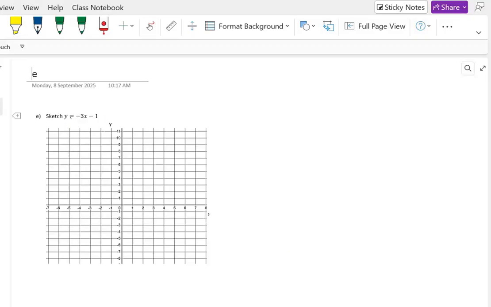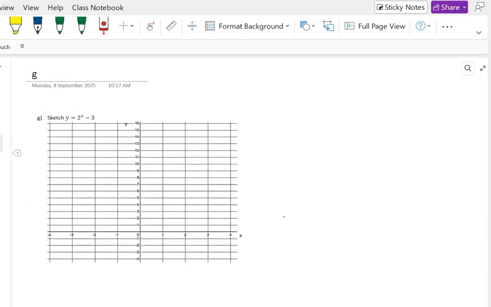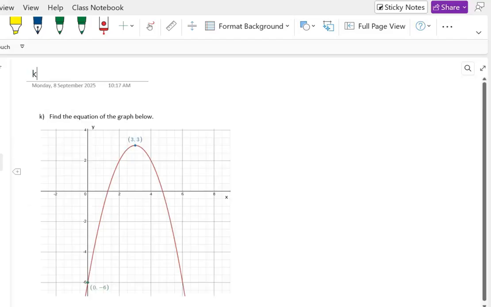The first one is sketching a linear graph, y equals negative 3x minus 1. The next one is sketching a parabola or quadratic graph. The third one is sketching an exponential graph. And then the fourth question in here is to go backwards and work out the equation of this graph in here. I'll do another video later with some harder problems in it, and I'll have a few more of those coming out over the next week.